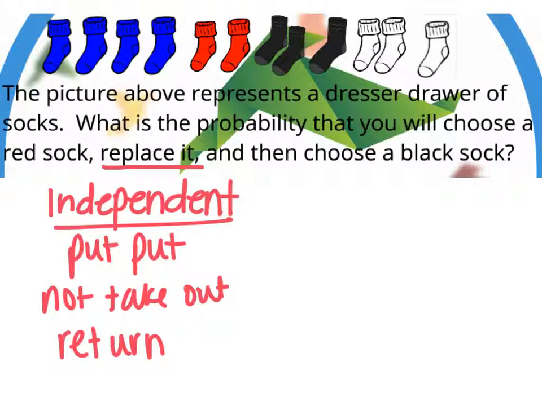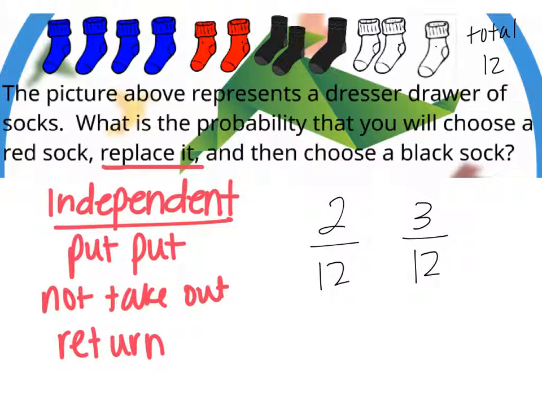So when we look right here, we have 1, 2, 3, 4, 5, 6, 7, 8, 9, 10, 11, 12 total socks in that drawer. So when you put the first sock back after you've looked at it, the second time you draw out a sock, there are still 12 socks. They want to know the probability of getting a red sock. There are 2 red socks out of a total of 12. And they also want to know the probability of a black sock. There are 3 black socks out of 12 because you put that first sock back. Again, multiplication is the operation that goes between multiple events.